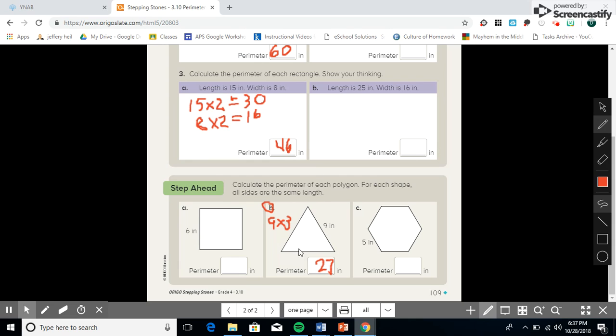So whatever strategy works for you. If you prefer to add, that's fine. You can tell though that as the shapes get more sides, the more you'll have to add in a row. So sometimes multiplication is a little bit quicker and a little bit cleaner. But do A and C on your own, and then we will be done.